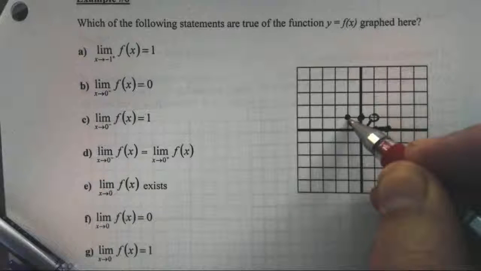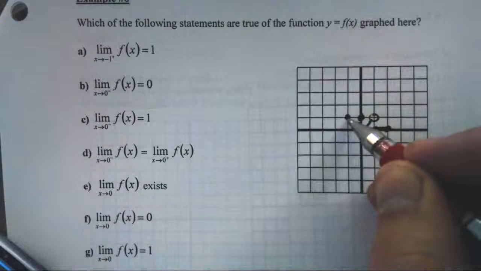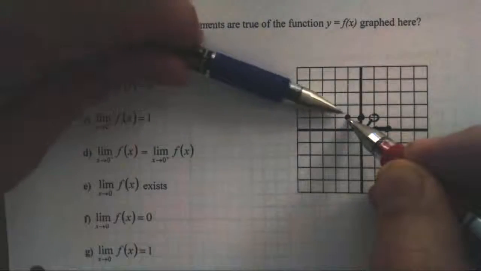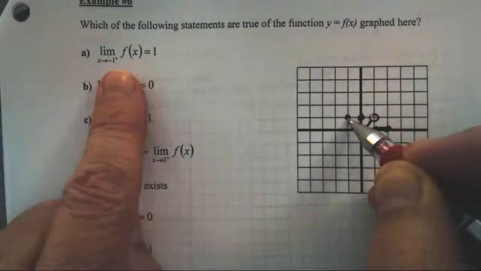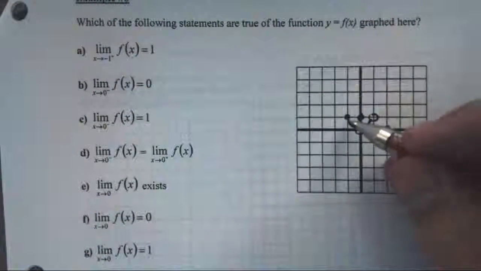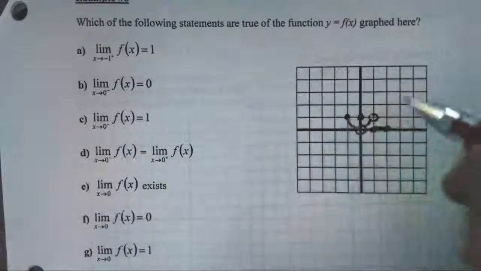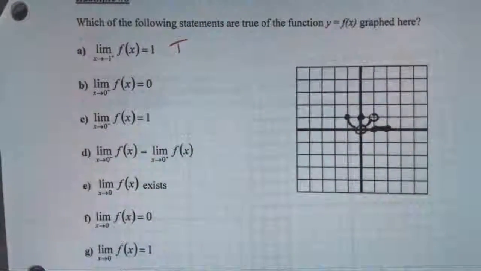What am I pointing at? What height? Pointing at 1. Now, is the limit at negative 1, 1? No, because we don't have agreement from left and right. We don't have this going on. But the limit from the right is 1. Hey, if I keep going, I'm going to get up to 1 if I get all the way there. Is that okay? So this one is true.